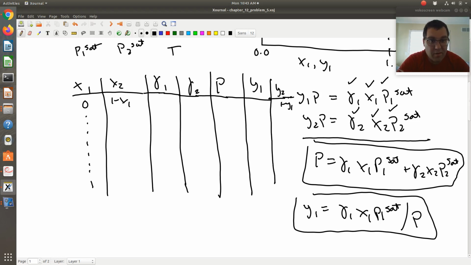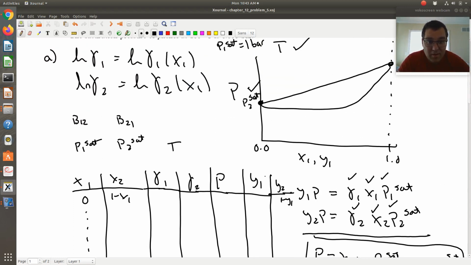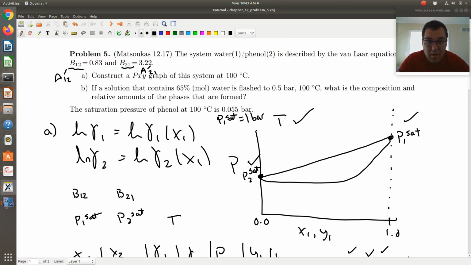Okay, I have everything. Once I calculate all the data, if I want to construct a Pxy diagram, I plot P versus x1, this row versus this row, and P versus y1, this row versus this row. I have everything I need to plot out my Pxy phase diagram. So that's it for that part.